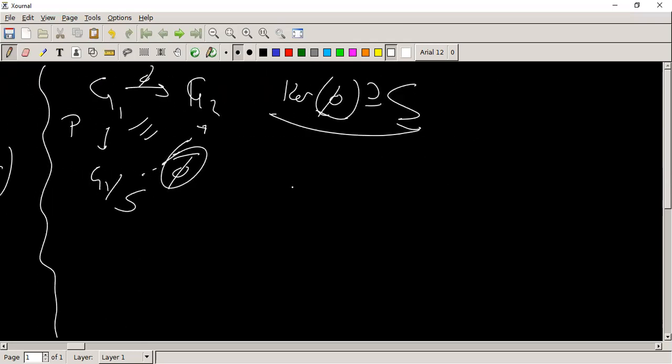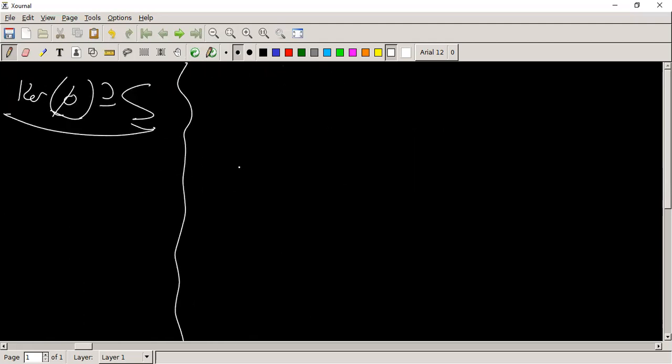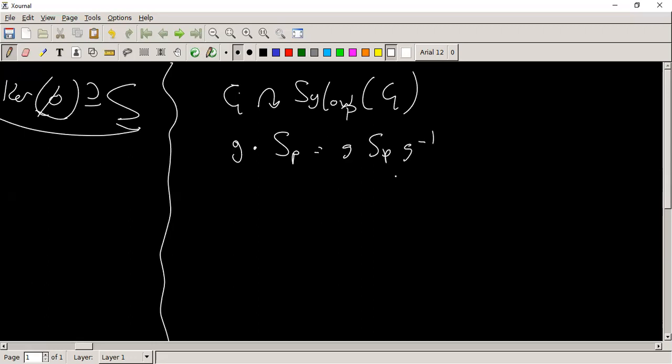Okay, so another important action, as you see, actions are very important, is the action of a group onto the Sylows of the p-Sylows of a group. And the action is very natural. The product will just be the conjugation, right?